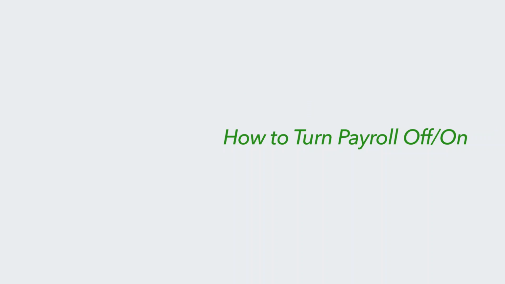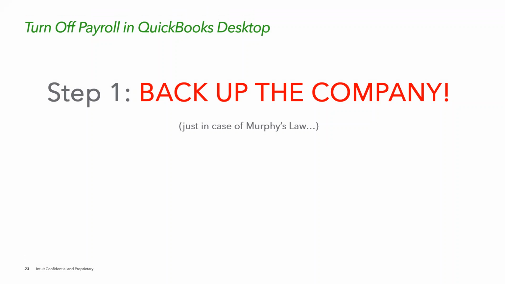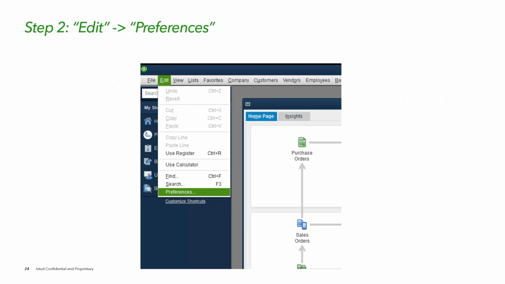So first off, just back up the company. This is for your desktop file. Just back it up just in case. Nothing should go wrong, but just in case something does go wrong, back it up. After that, the easiest way to do it, of which I know 3 ways off the top of my head, and I'm sure there's more, the absolute easiest way is to go to Edit and then click on Preferences.